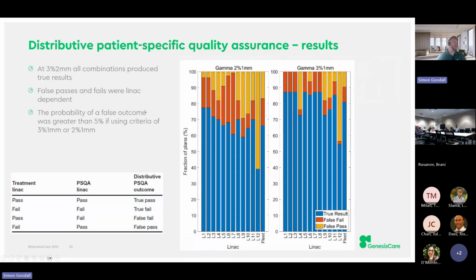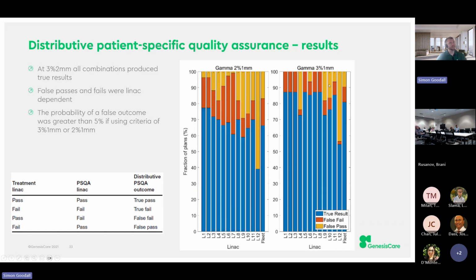So from there, we followed through with a kind of assessment of the distributive patient-specific QA process. We looked at when we might get false passes, false fails, true passes, and true fails. As we saw earlier, at 3% 2 millimeter, everything passed all the time, which means we would be very safe in doing a distributive QA model. Things are going to pass or fail on the same machines.